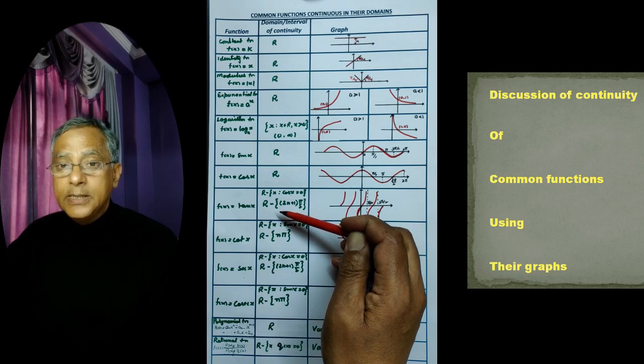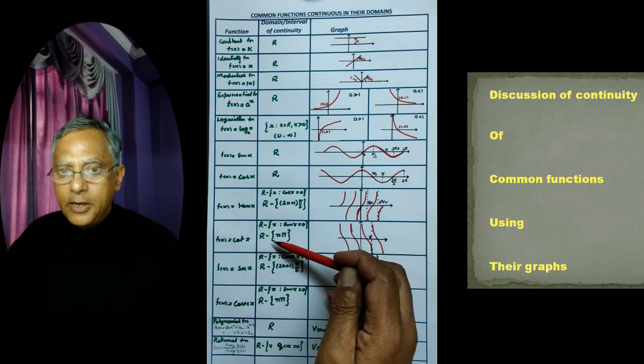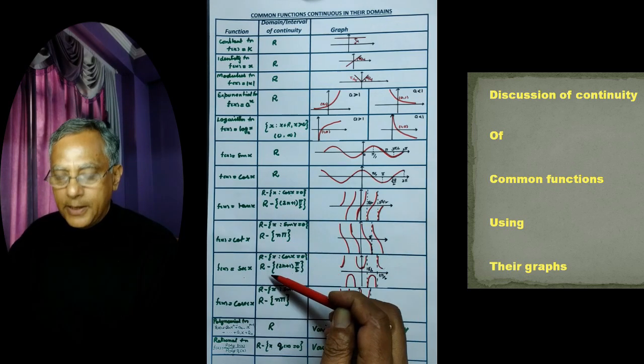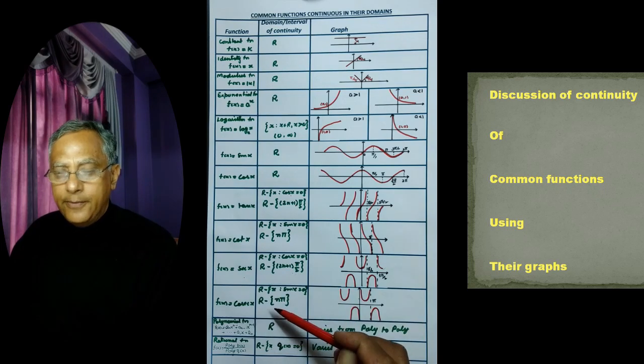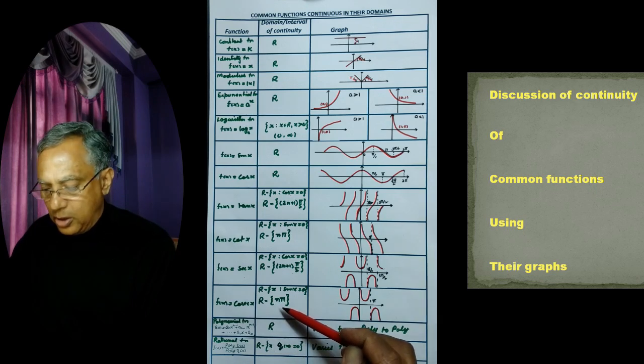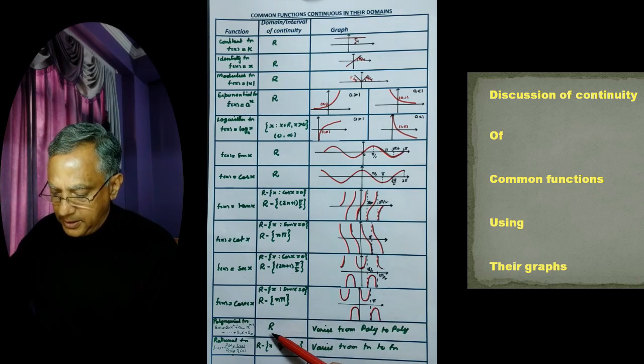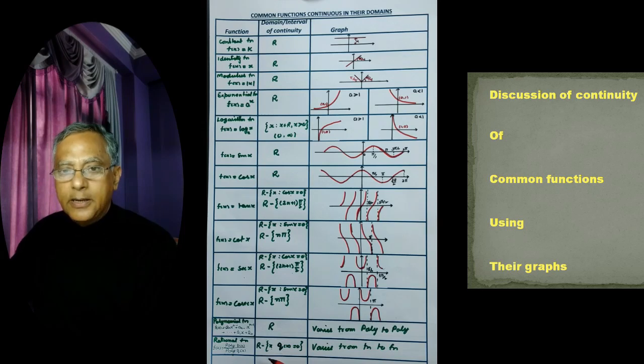It is not continuous everywhere. Continuous in its domain, not continuous everywhere. This is continuous but not continuous everywhere. This is continuous everywhere. This is a continuous function. This is not continuous everywhere.